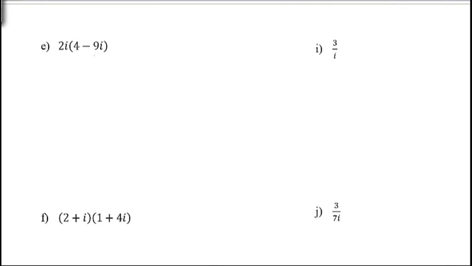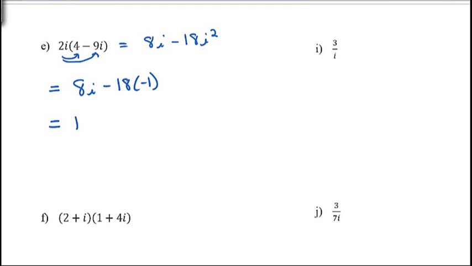Next, 2i times the quantity 4 minus 9i, so we're going to distribute the 2i. That gives us 8i minus 18i squared. And replace the i squared with -1, so we get 8i minus 18 times -1. And -18 times -1 is positive 18, so we have 18 plus 8i.